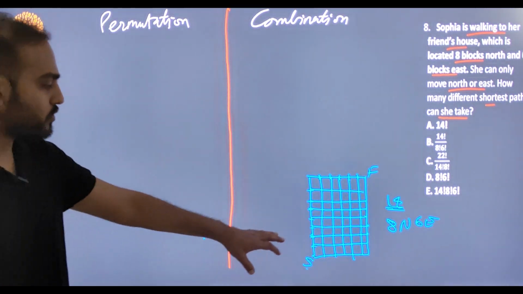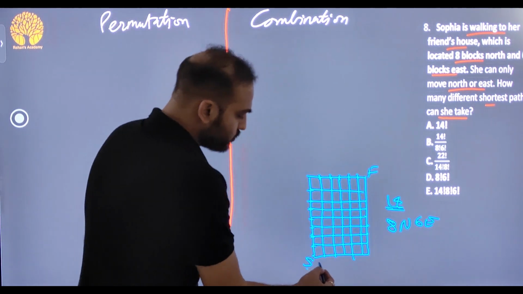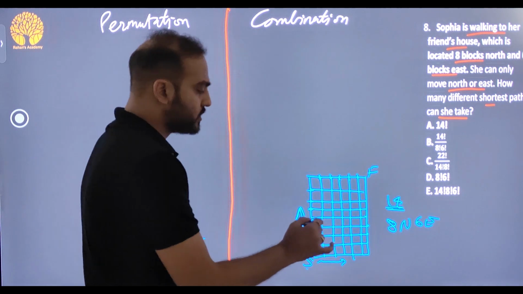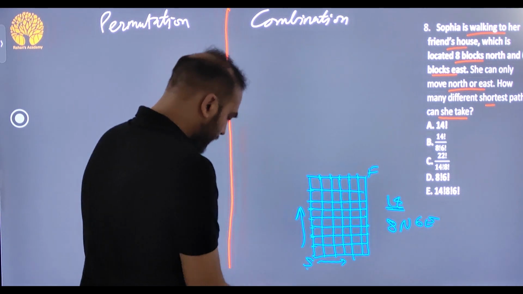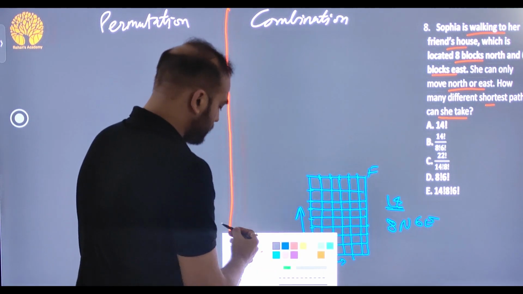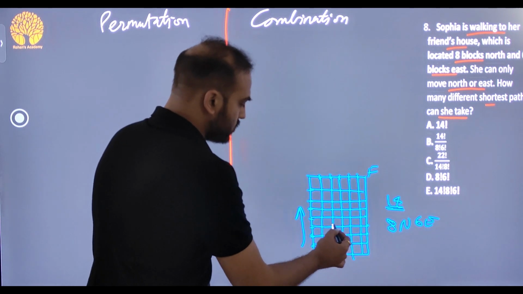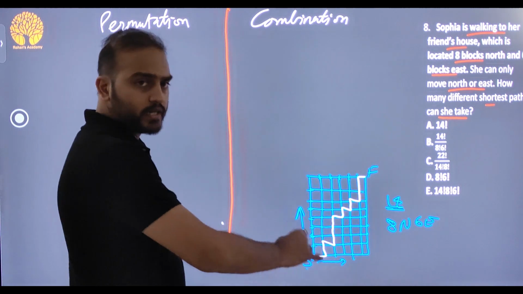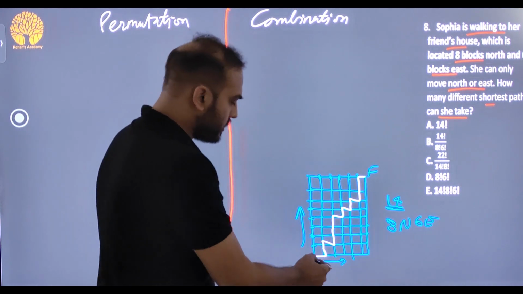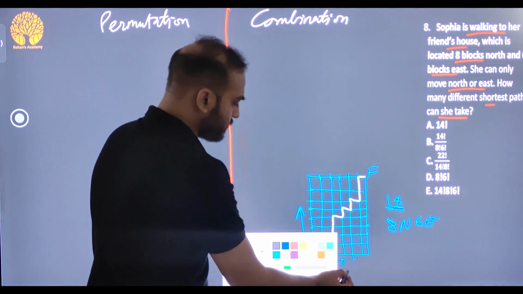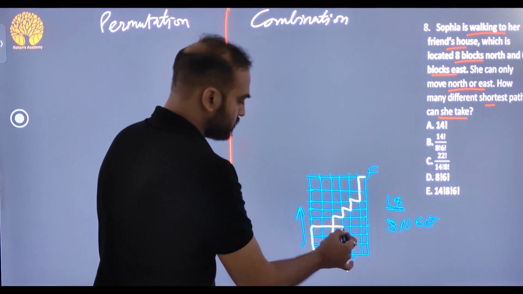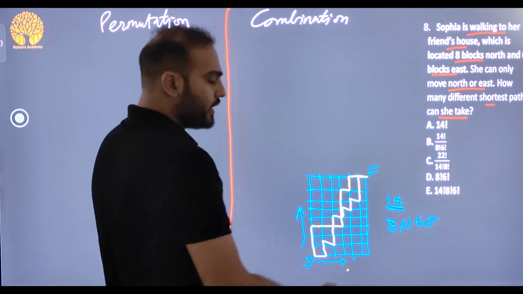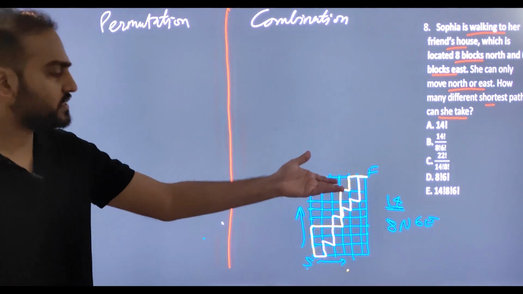If you think about it, she wants to go from here to here. What will she do? She will take 6 steps towards east, 8 steps towards north. Could be any way. Say she takes this route. If you count, it's ultimately 8 north, 6 east. If she takes some other route, like this, again, if you count, it's ultimately 8 north, 6 east.